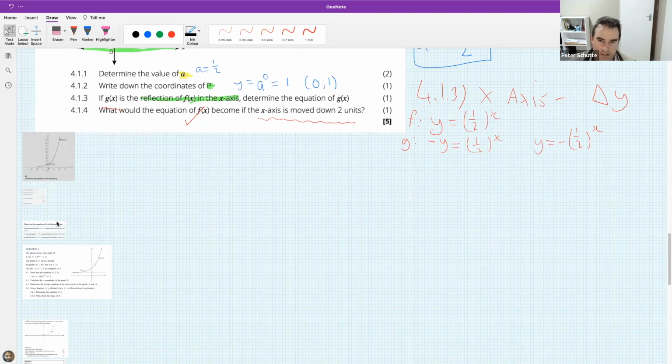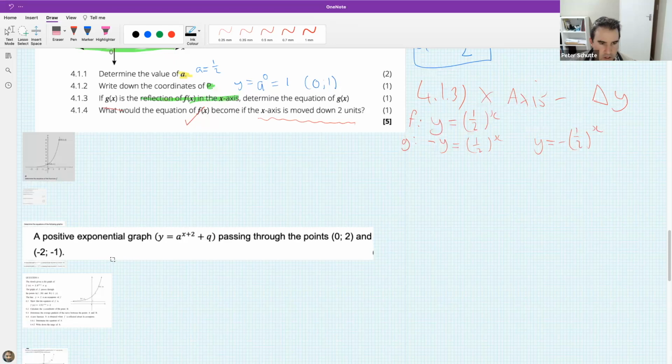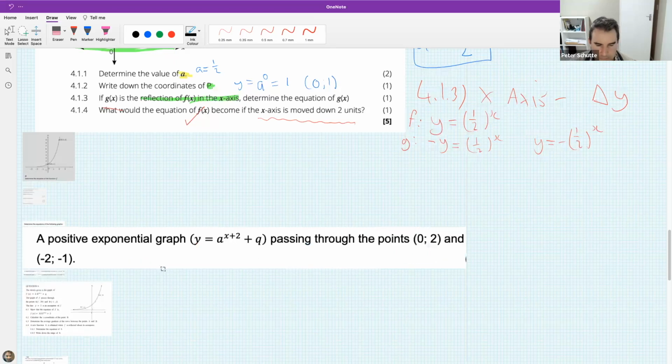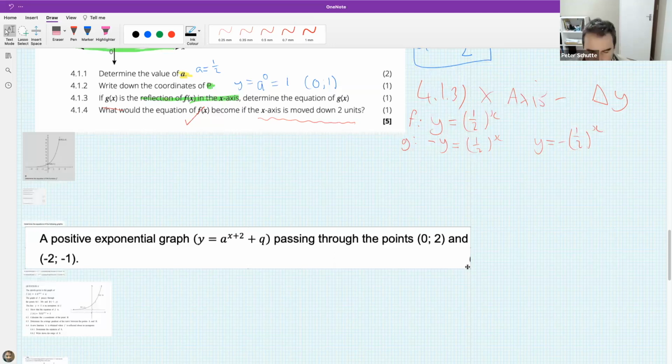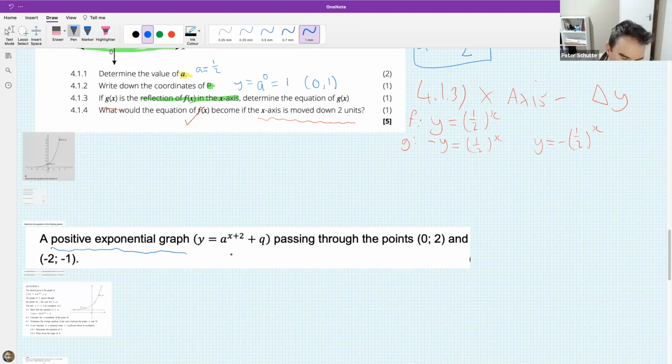Okay, can we sneak in, let's try and do this one. Maybe this will be the last one we do. This is actually a good one because it kind of breaks some of the rules from earlier on. It says here, there is a positive exponential graph, y equals a to the x plus 2 plus q, passing through the points (0, 2) and (-2, -1).